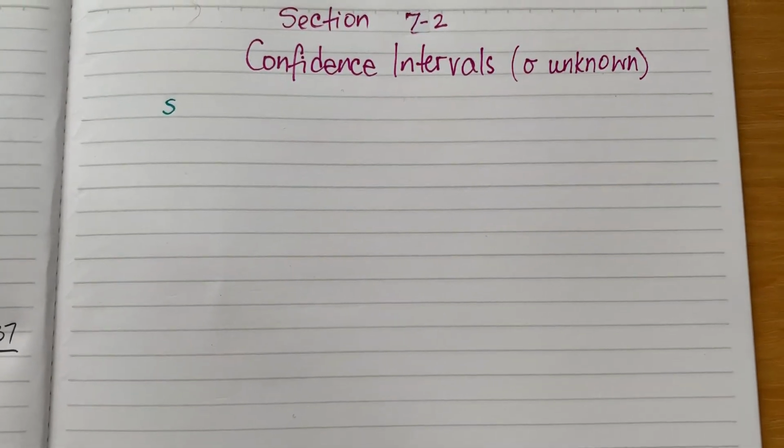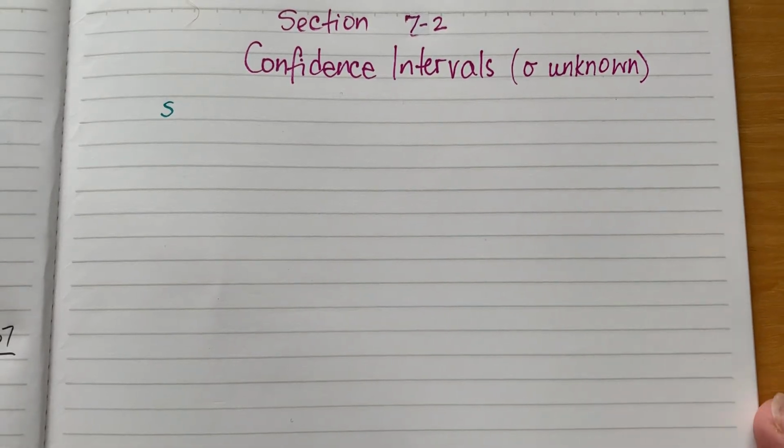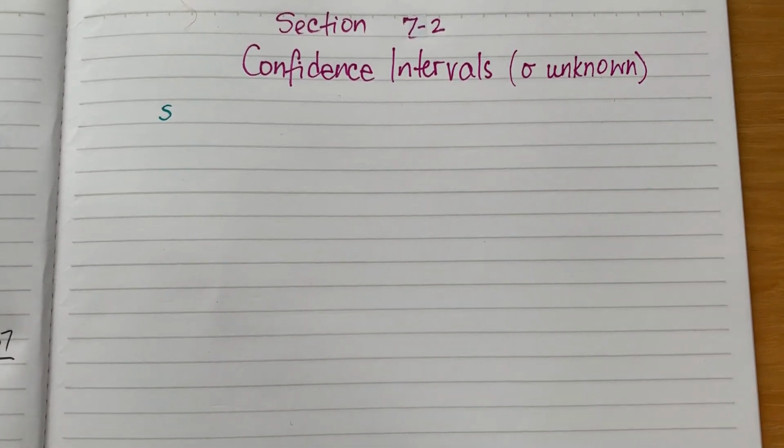Hello. This video is about confidence intervals when sigma is unknown. Up until now, every time we wanted to calculate a confidence interval, we knew that the sample comes from a normal distribution, or we had a sample size of more than 30, so we just assumed that the sampling distribution becomes more and more normally distributed, and we were able to find our confidence interval by using the critical z-value.